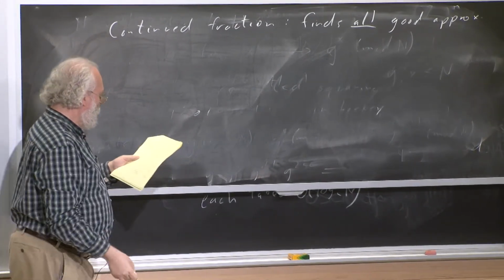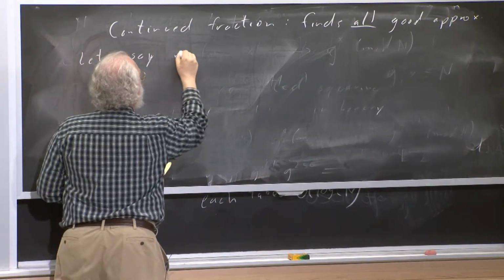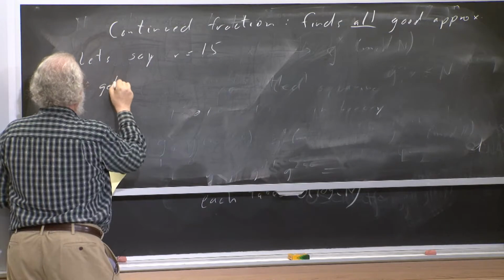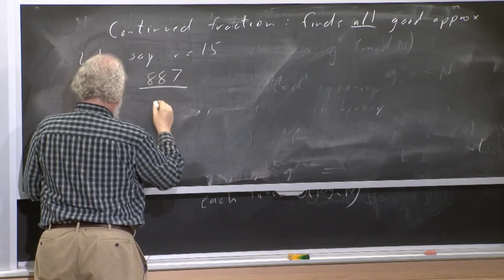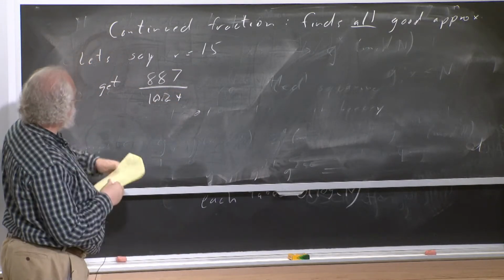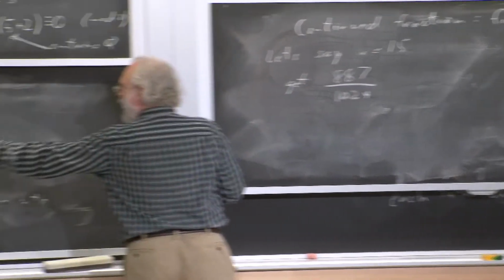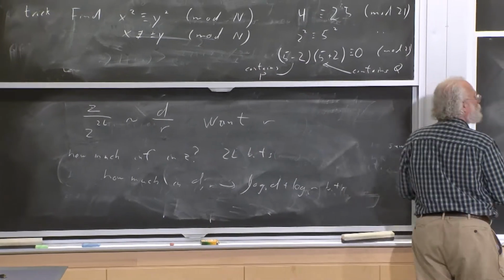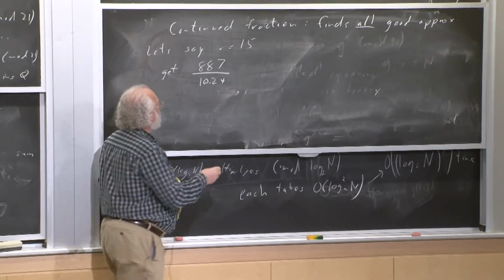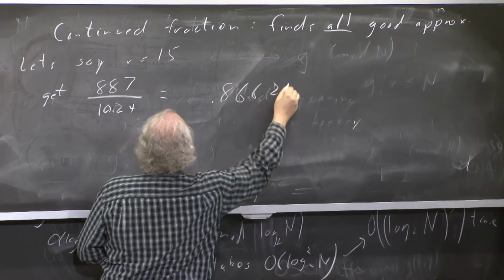And what is it? Well, let's say r equals 15, and we get 887 over 1024. So this was the output of our quantum computer, and this was 2 to the 2L, where we're using a 2L bit register for the quantum Fourier transform. So this is equal to 0.86621.